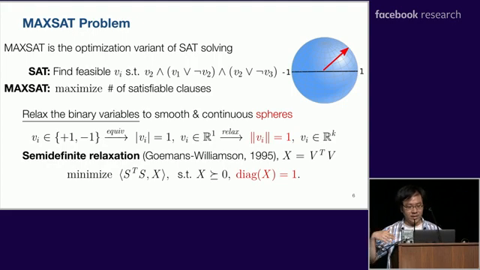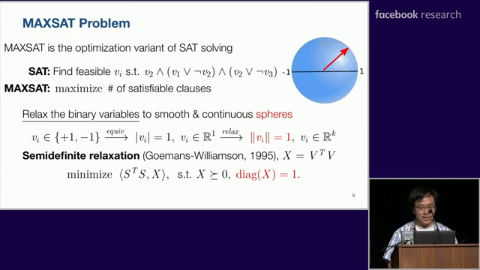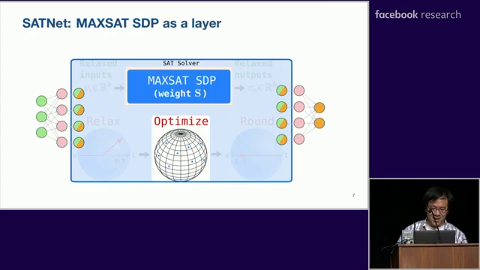The relaxation is equivalent to the semidefinite program proposed by Goemans and Williamson in 1995, in which they optimize on the covariance matrix X of V. The SDP relaxation has strong theoretical guarantees and is solvable in polynomial time. Here, we propose SATNet, which uses the MAXSAT SDP relaxation as a layer and can be plugged into the loop of deep learning systems. This layer takes the assignment of SAT variables as input and output, and has a learnable weight, the clause matrix S.